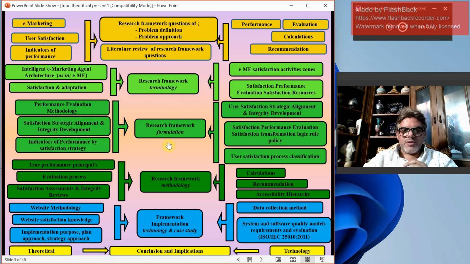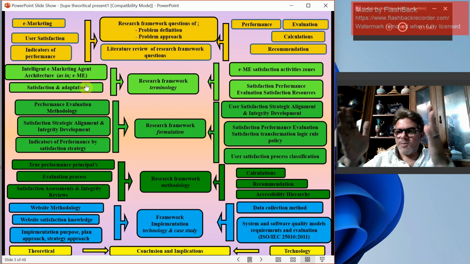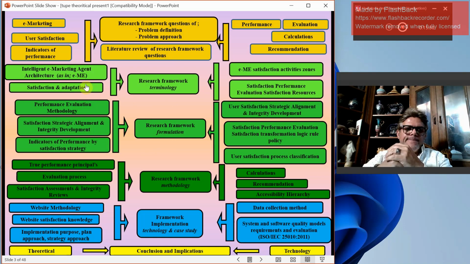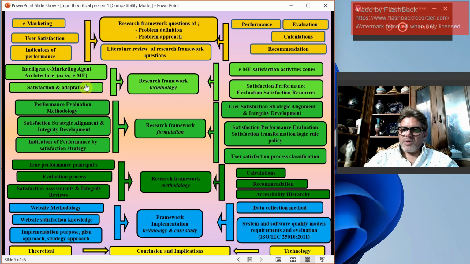Then we're going to start with the terminology, formulation, methodology, framework, implementation, technology, and case study, and conclusion and implications. But I will start by satisfaction. We shouldn't, of course, start by e-marketing agent, but I would like to start by satisfaction and adaptation, because we said that the sustainability satisfaction is a successful case study. So I want to present what satisfaction means, or should I start step by step? Let's start step by step.